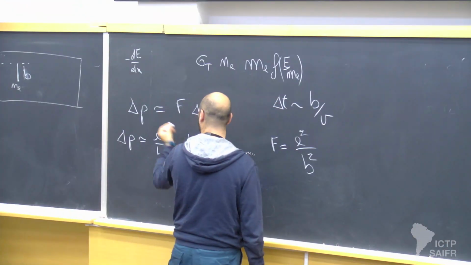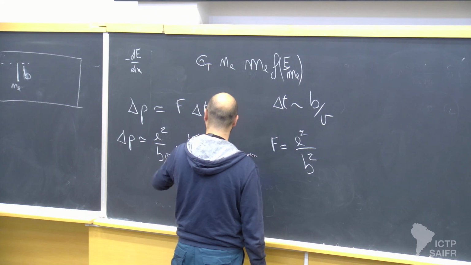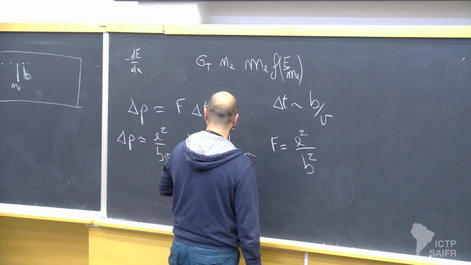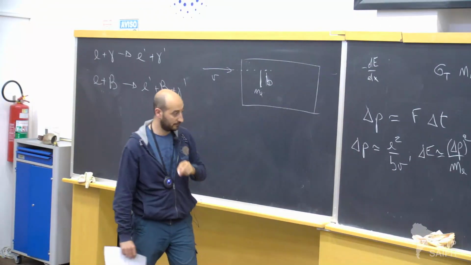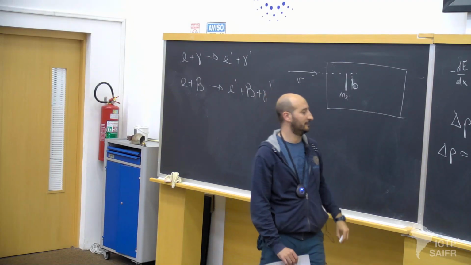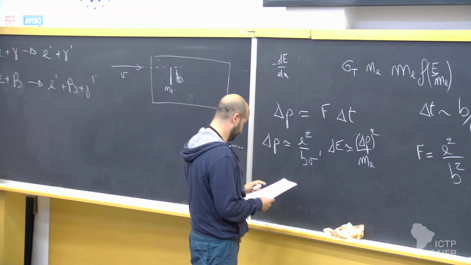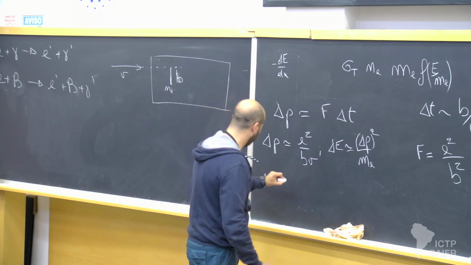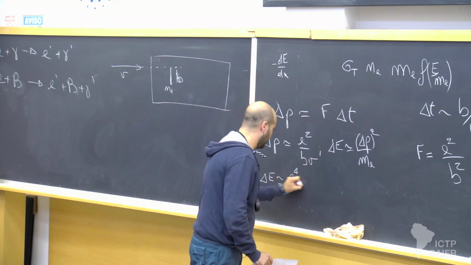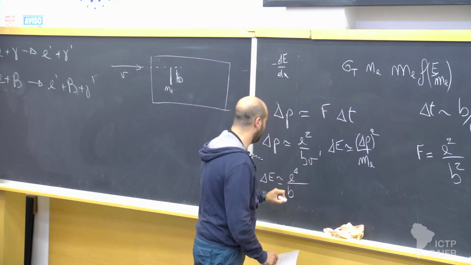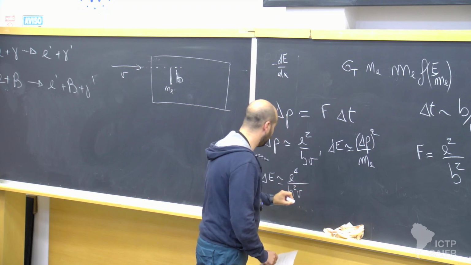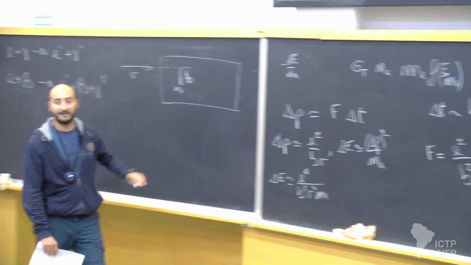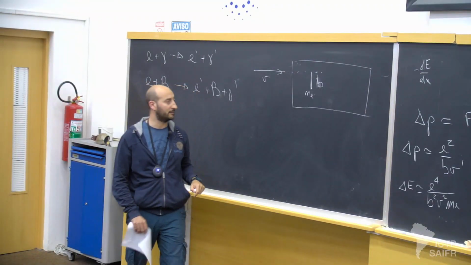Delta E, in the non-relativistic approximation, is going to be of the order of delta p squared over m_e. I'm forgetting factors of 2 here, so don't take these literally. So the delta E will be given by e to the 4th over b squared v squared m_e. And this is for a single encounter at an impact parameter b.